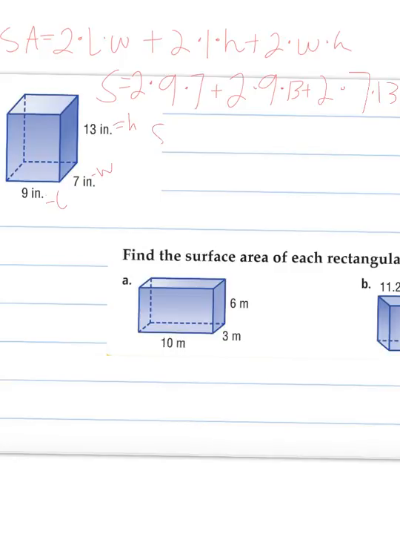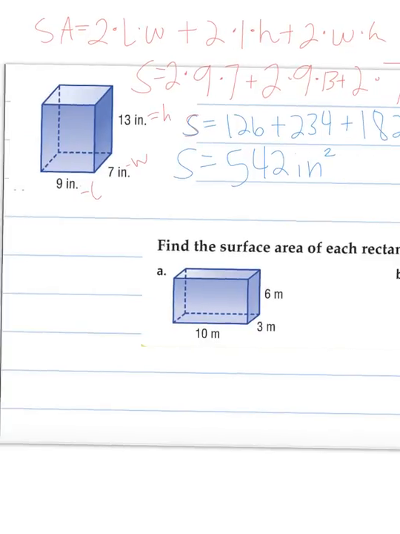Now let's calculate. 2 times 9 times 7 is 126. 2 times 9 times 13 is 234. And 2 times 7 times 13 is 182. Now I add each of those up, and we want to make sure we're showing all of our work. We get a surface area of 542 inches. Again, it's squared since we're talking area.